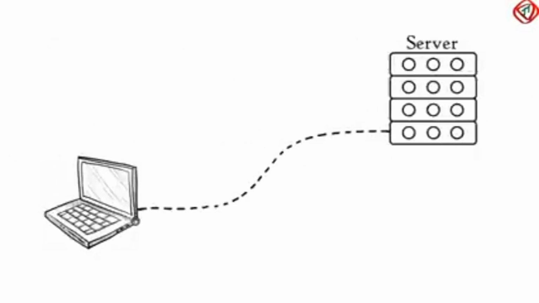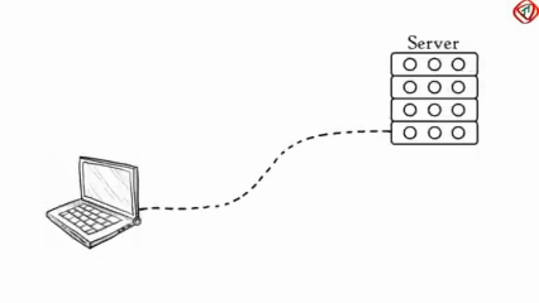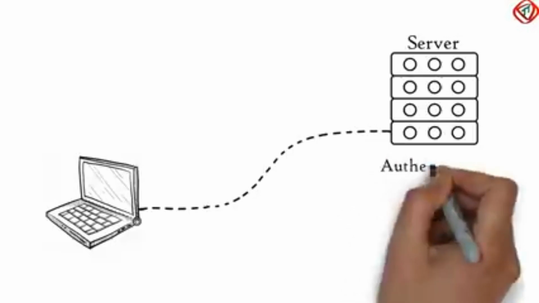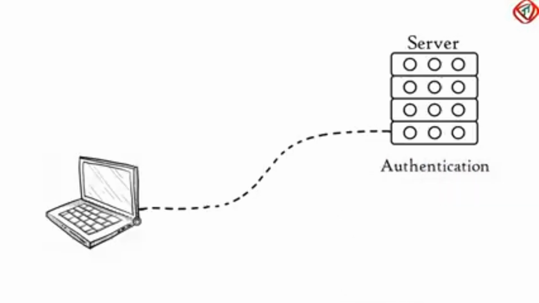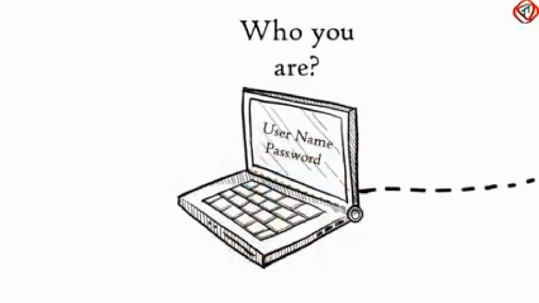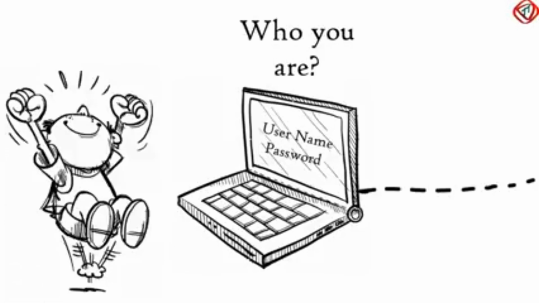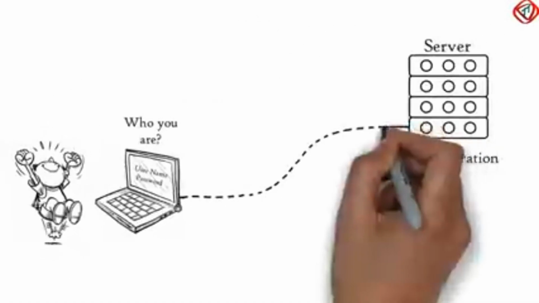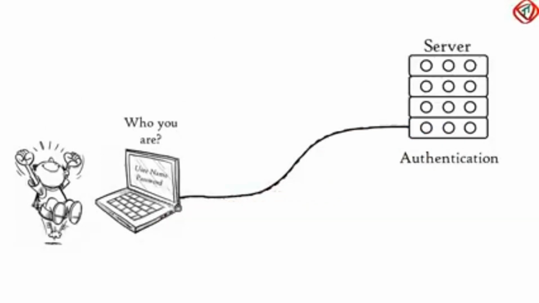Just before a session or a connection is established, the server performs a function called authentication. Authentication is the process of verifying who you are. For this, the server uses a username and a password. Once the entered username and password are matched, a session or a connection is established between your computer and the server.